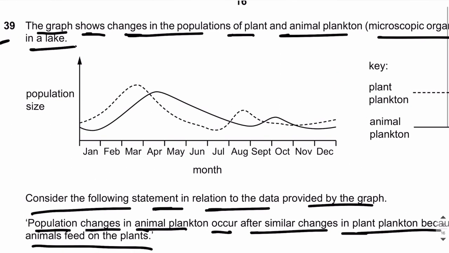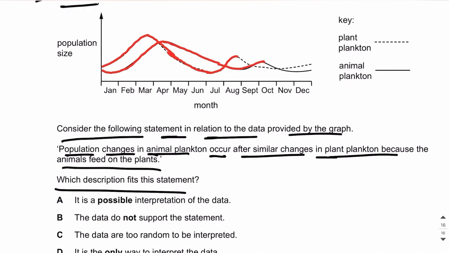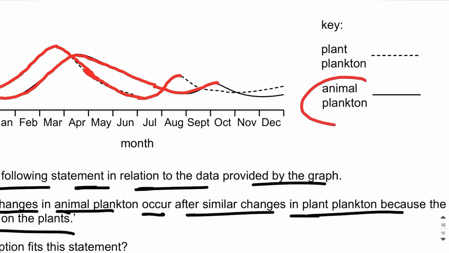So we can see that first the plant plankton rises, and as it rises, the animal plankton starts to rise, and then the animal plankton reaches peak and the plant planktons fall. So as the plant planktons fall, the animal planktons fall as well, and then the plant planktons rise, and then the animal planktons rise again. So guys, from these curves, we can judge that the animal plankton population depends on the plant plankton. Why? Because animal planktons are eating the plant planktons.